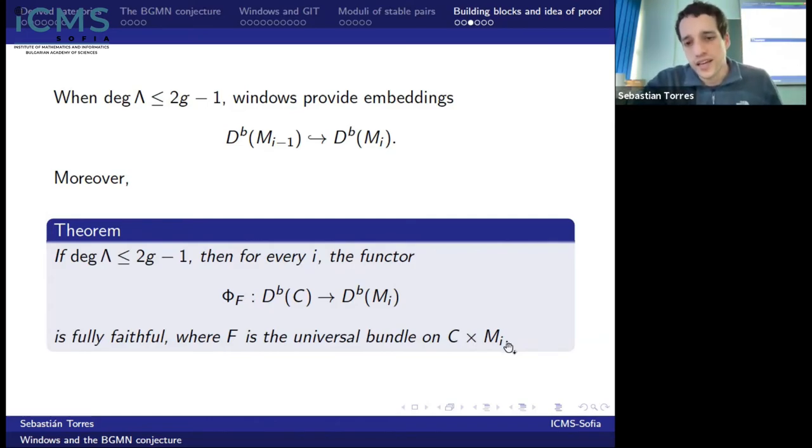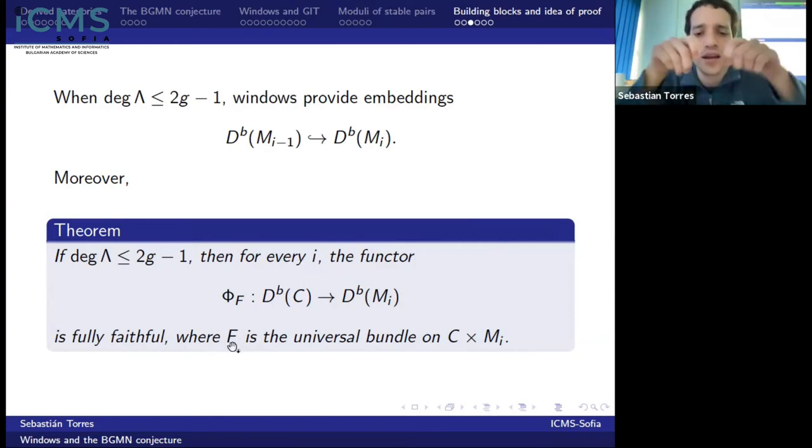I should say something that may escape the eye at first sight: this bundle is defined on C times M_i. So it's the universal bundle for this moduli space. It's not quite just saying you have an embedding on M1 and then M1 embeds into M2. You also need to make sure that the functor on M2 is the one defined by its universal bundle, not the one on M1. And the key is that this is functorially defined.